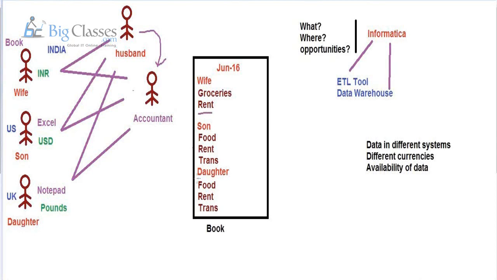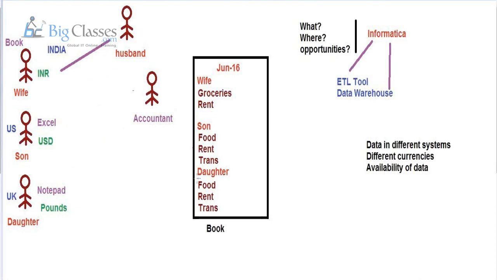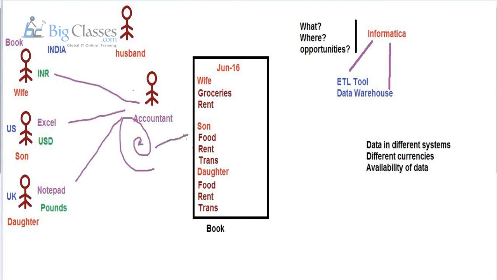Then the accountant said, fine. So from now onwards, family members are not going to send data to the husband. They are directly giving the data to the accountant. Now the accountant will take the data, modify it as per the instructions given by his boss, and make an entry into the book. In that book, the data is going to be in a format that is expected by the owner.